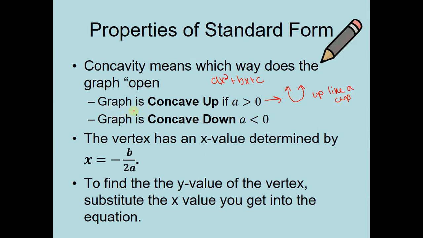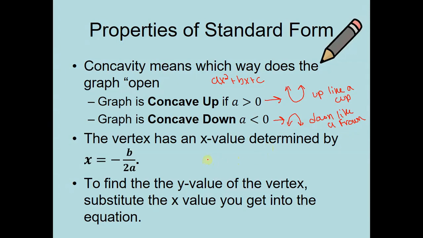And then the graph is concave down when a is less than 0, AKA I've got a negative out here. So that would be a graph that looks like this. And to remember it, down like a frown. That's the only way I remember the two. Concave up like a cup, concave down like a frown. That's how I remember my concavity statements.